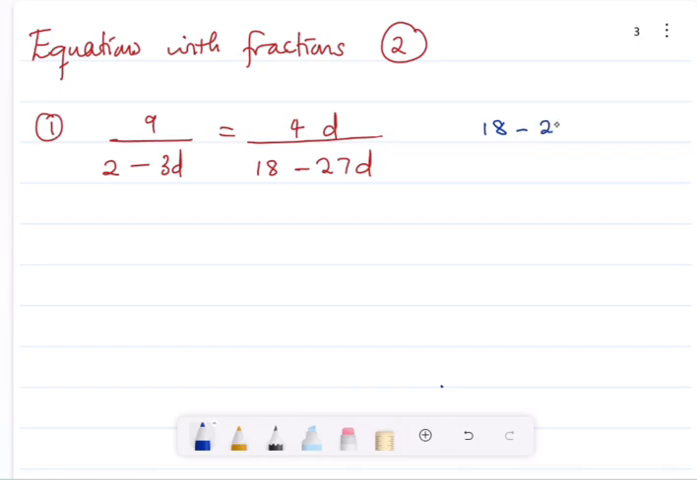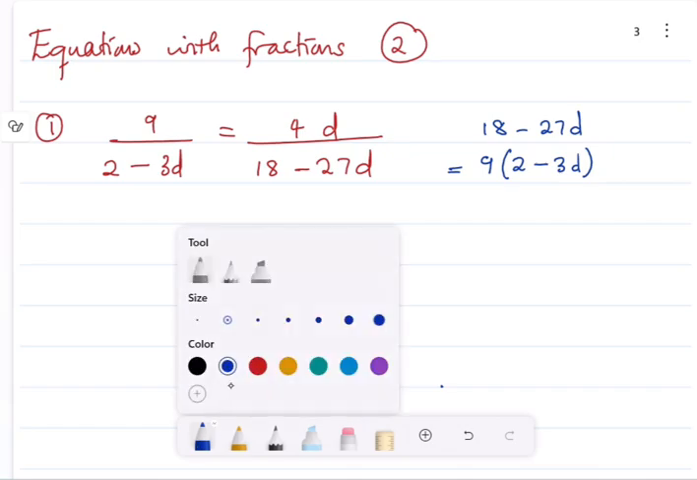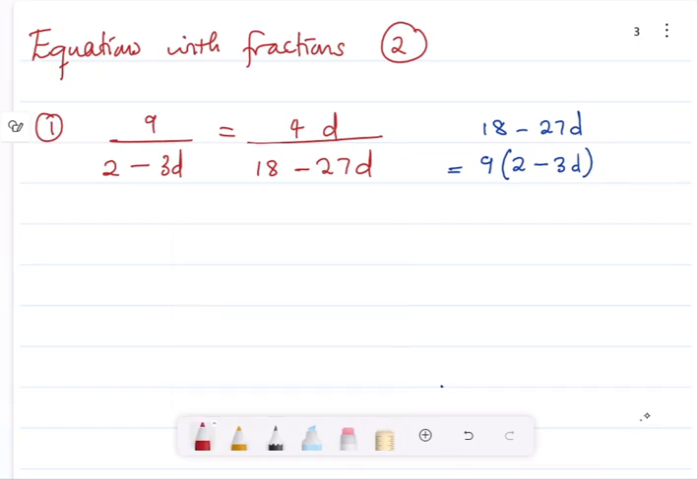18 minus 27d. Of course, these are two terms, but you realize that there's something common between those two terms, right? I hope you're brainstorming there. There is 9 common between the two. So if you factor out 9, it means you have 2 minus 3d. So that will be your first move before you look for a common denominator. Then we can come back on the question now.